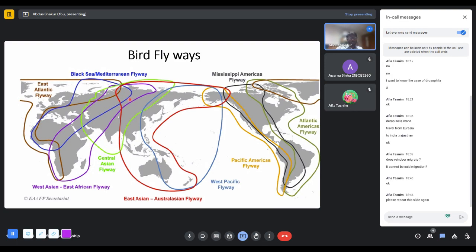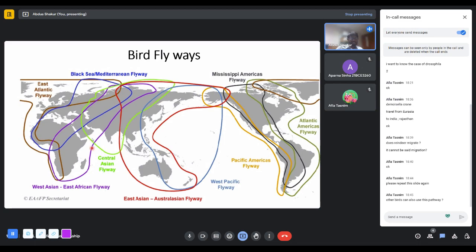So they just do this up and down in this area. If you talk about a species that is using, let's say for instance, the West Asian African flyway, the species will breed in the western part of the Asian continent, and then winter in the East African areas, and then again go back to these regions, and then in the next winter it will come back to this region. So basically they use these routes.